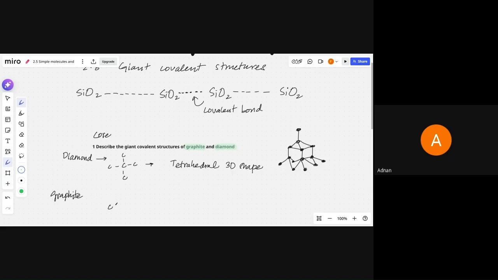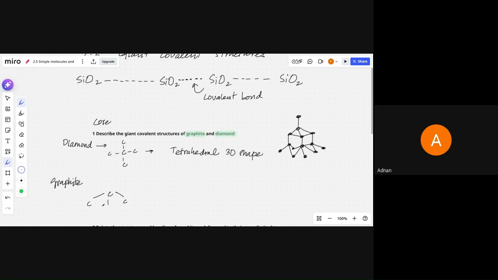So each carbon atom is connected to three other carbon atoms. This is the difference between diamond and graphite. In diamond, each carbon atom is connected to four other carbon atoms, but in graphite each carbon atom is connected to three other carbon atoms, right?